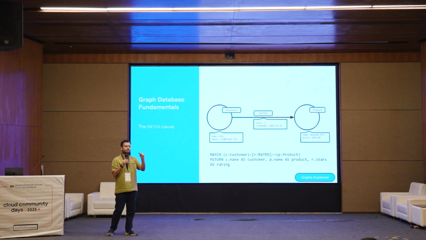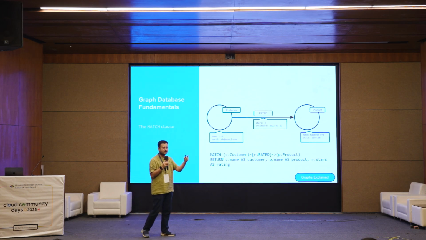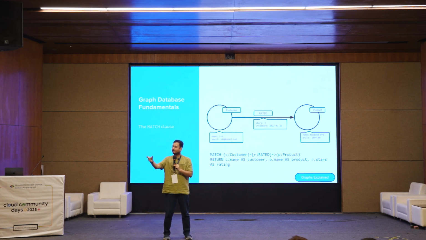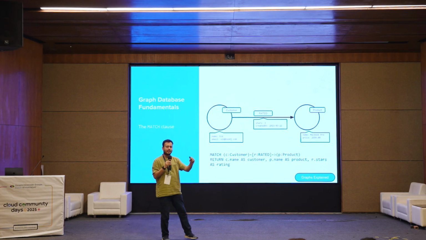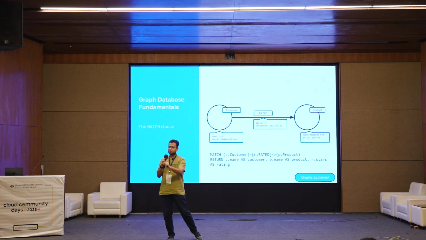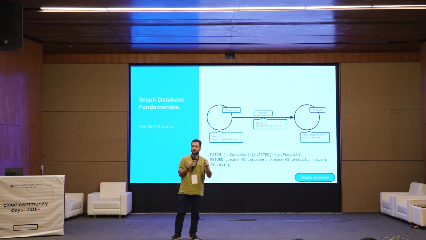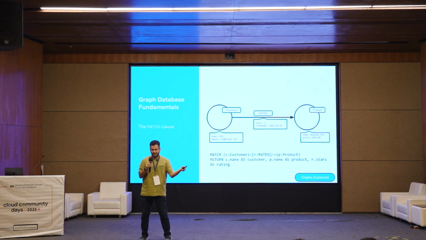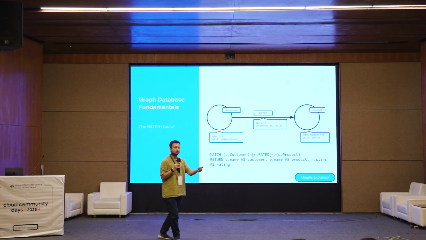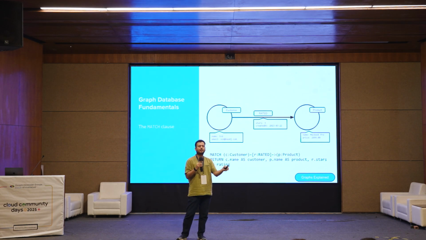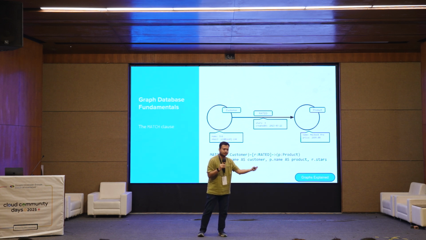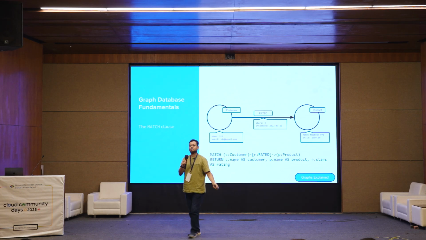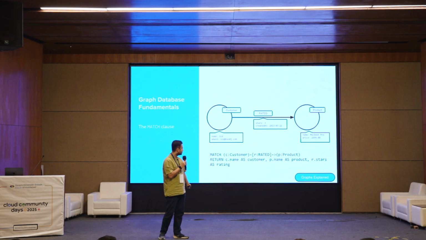After you filter out the nodes and relationships that you are searching for, then you return key and value pairs that are of your interest. So in the second line you have c.name as customer, p.name as product, and r.stars as rating. When you run this query on Neo4j graph database, what you will get is a list of all nodes and relationships where there is a customer, there is a product, and the customer has rated that particular product. So this is how a graph query language looks like.